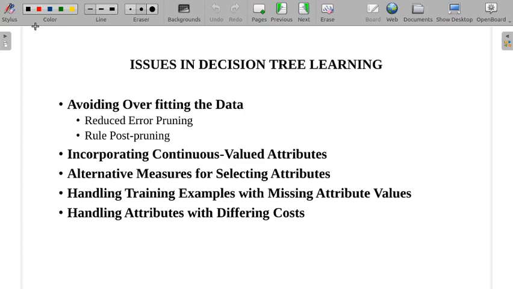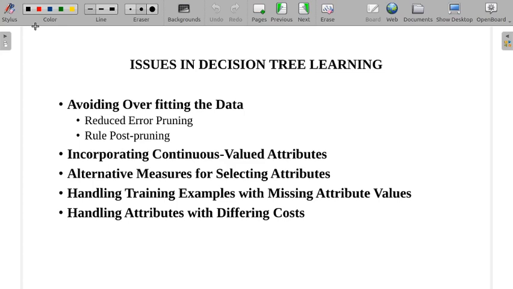So we will discuss incorporating a continuous valued function. Continuous valued function means numbers like 1, 2, 3, 4 and other real numbers and fractions. Alternative measures for selecting attributes. If we don't want to follow the information gain based selecting attribute, we are saying that we may go for something else.